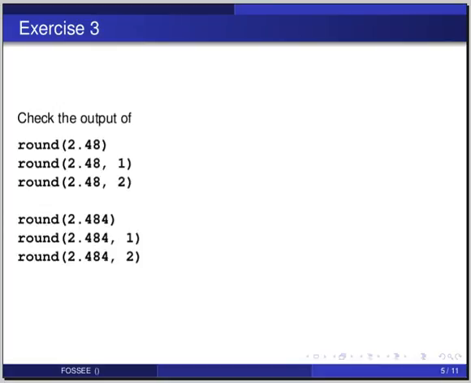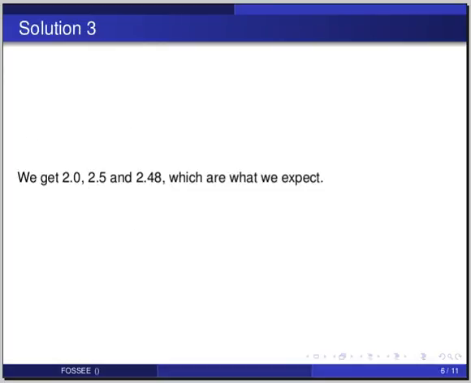Pause the video here. Try out the following exercise and resume the video. Let us now try a few more examples with the function round. Check the output of round 2.48, round 2.48,1, round 2.48,2, round 2.484, round 2.484,1, round 2.484,2. Now we got 2.0, 2.5 and 2.48, which are what we expect.